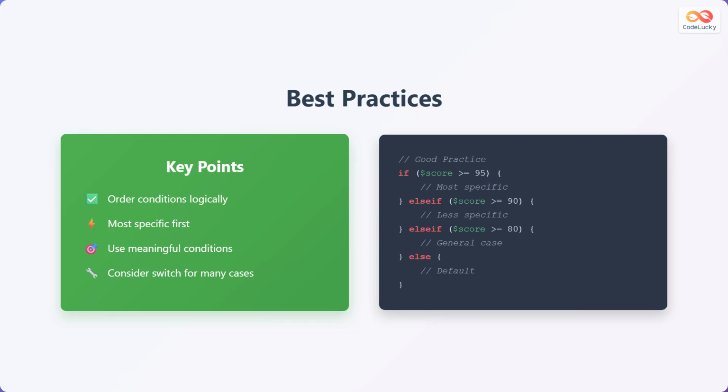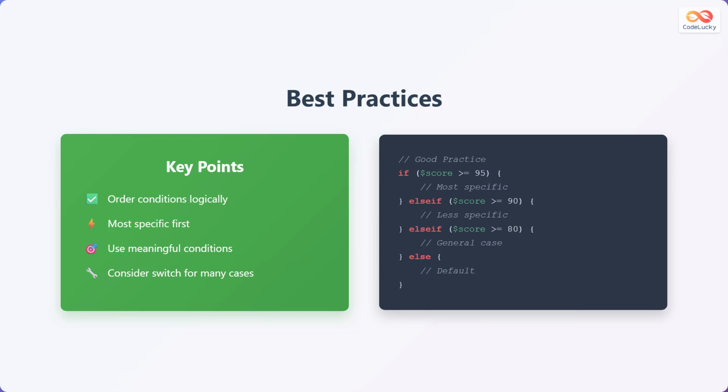Now let's explore some best practices for using elseif statements. First, order the conditions logically to ensure the code behaves as expected. Place the most specific conditions first to handle those cases before more general ones. Use meaningful conditions that are easy to understand and maintain. Finally, if dealing with many different cases based on a single variable, consider using a switch statement instead of multiple elseif conditions for better readability and performance.